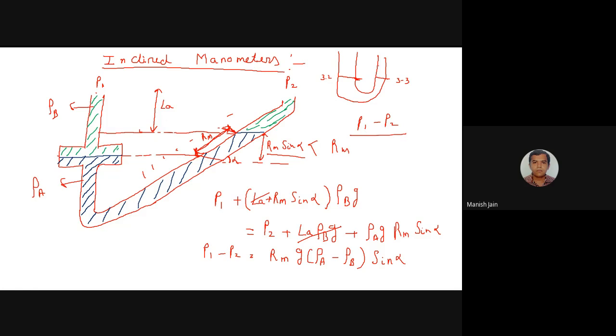So if you have a very minute pressure drop in the channel, then you can use the inclined manometer. That is also a very famous geometry. Okay, samajh mein aaya inclined manometer?